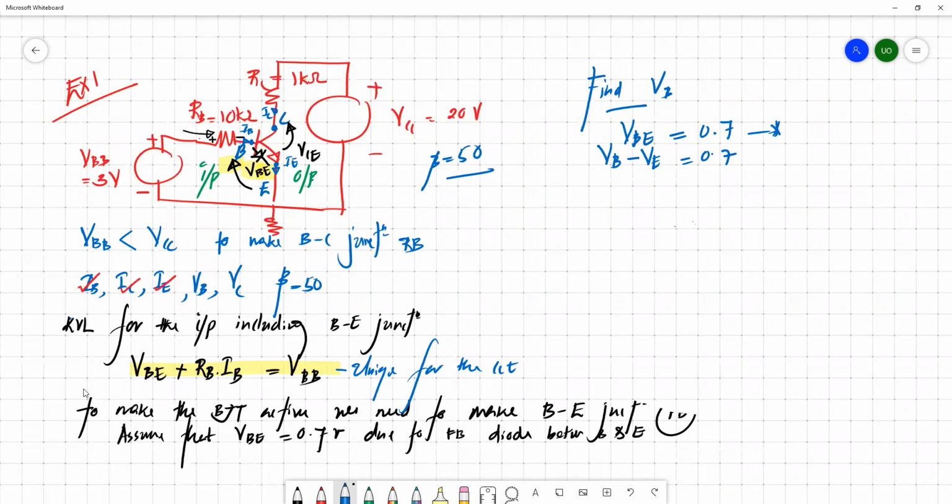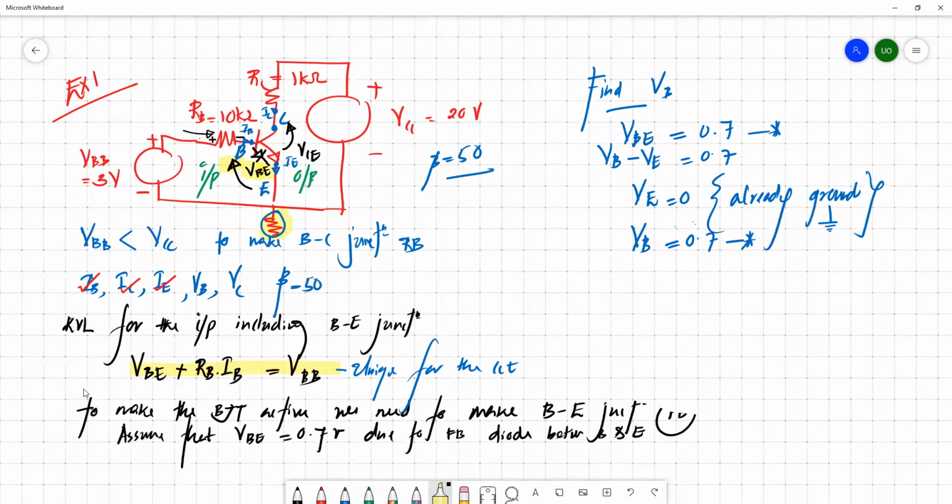What about the voltage at emitter? This is basically ground here, so VE equals 0. This is already ground. If VE is 0, then definitely your base voltage would be 0.7. Now we found this one also.